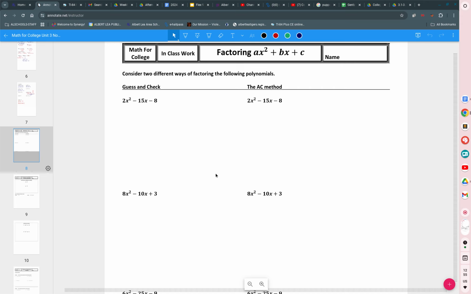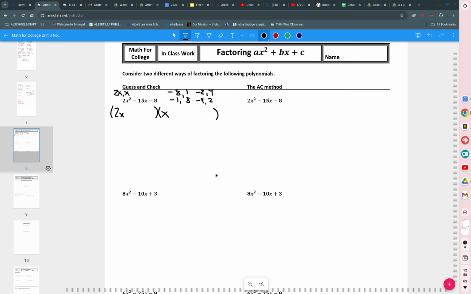I love the guess and check method, and that's what I do 99% of the time. I find factors of 2x squared, which are 2x and x, and then I find factors of -8, which are -8 and 1, or -1 and 8, or -2 and 4, or -4 and 2. And I place my 2x and my x because those are the only possibilities. But the fact is that I can only just guess and check to try to come up with the rest.